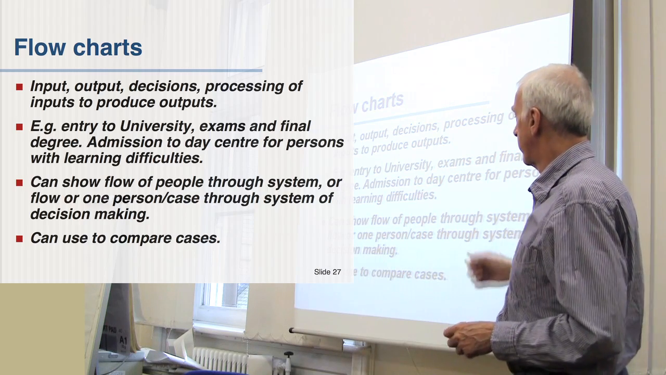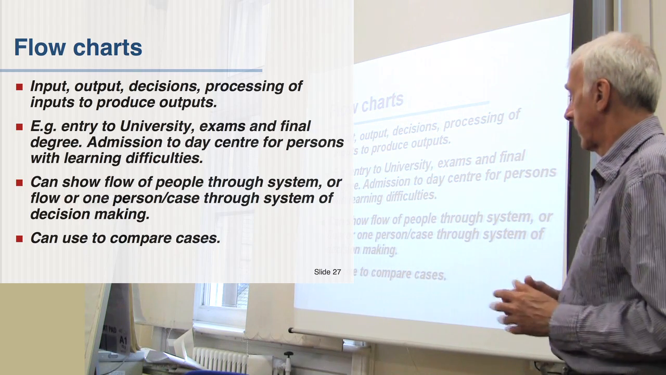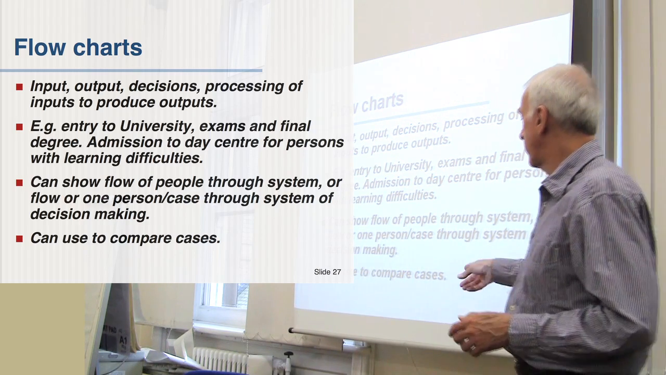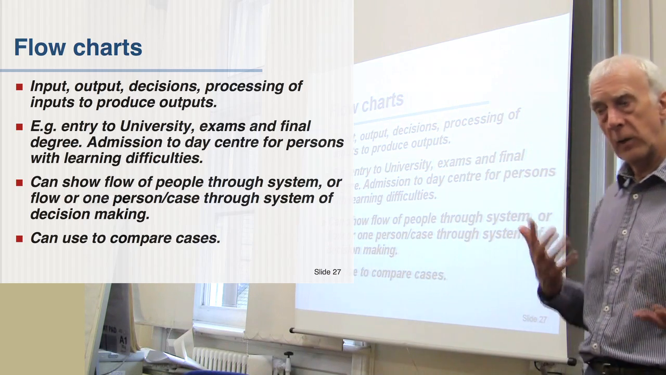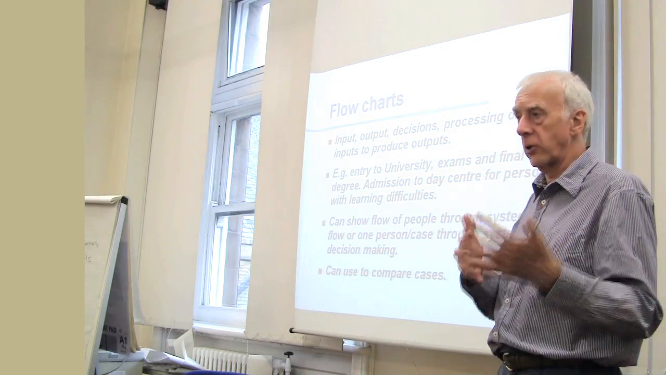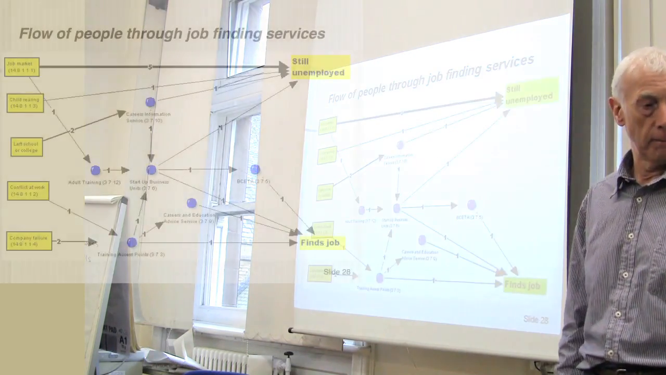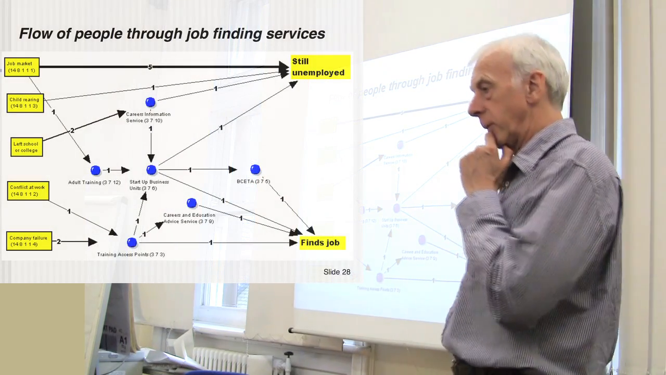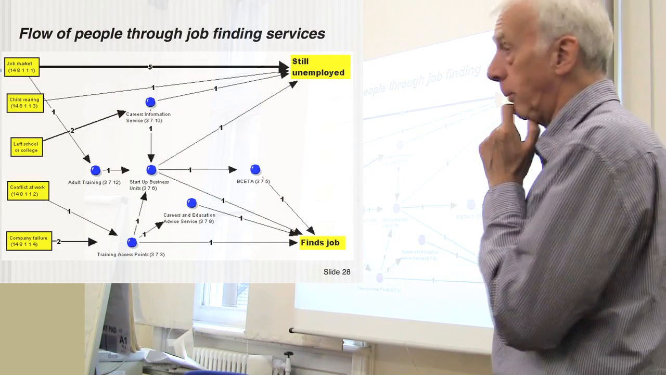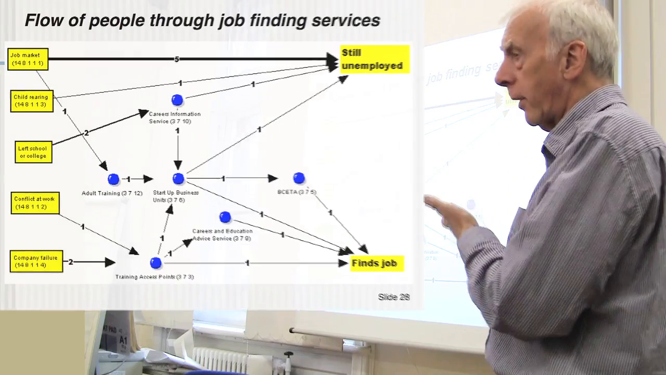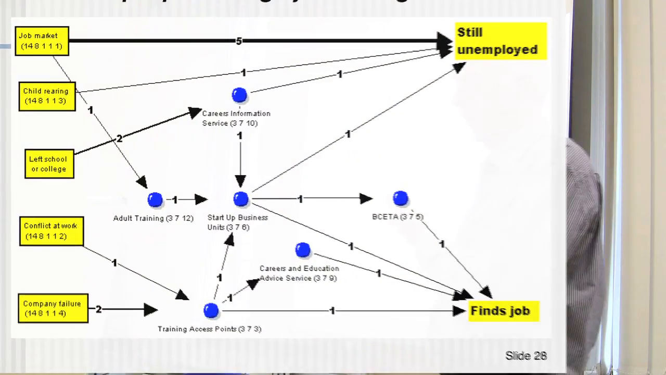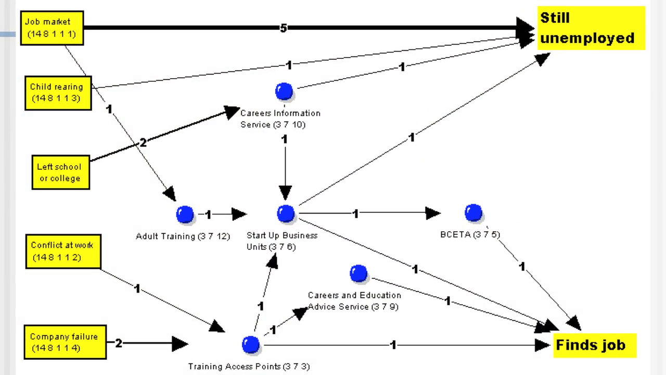But you can also show people flowing through the system as well. It's not to be about decision making. And you can use it to compare cases. So one case might use a particular kind of chart to show what they're doing, another one shows something different. So here's some examples of those. Here's one, a flow of people. So this is rather like the state event network I showed you earlier on.